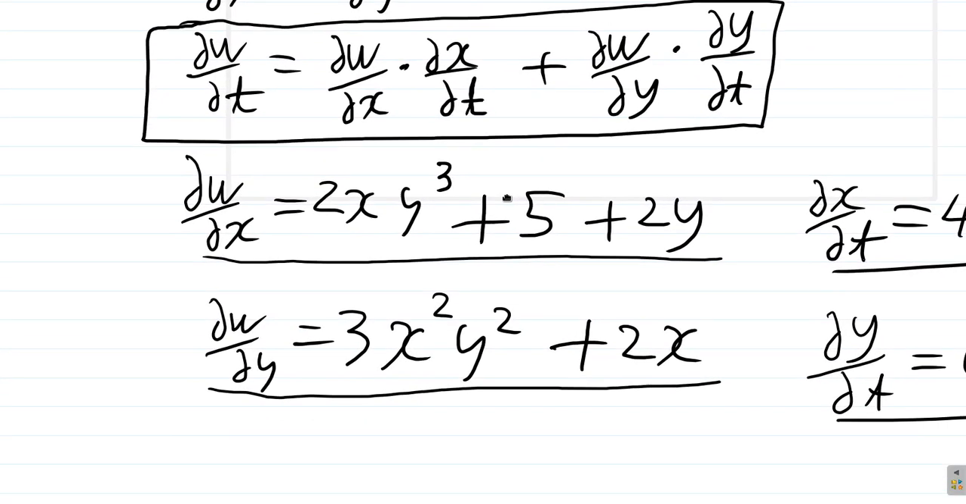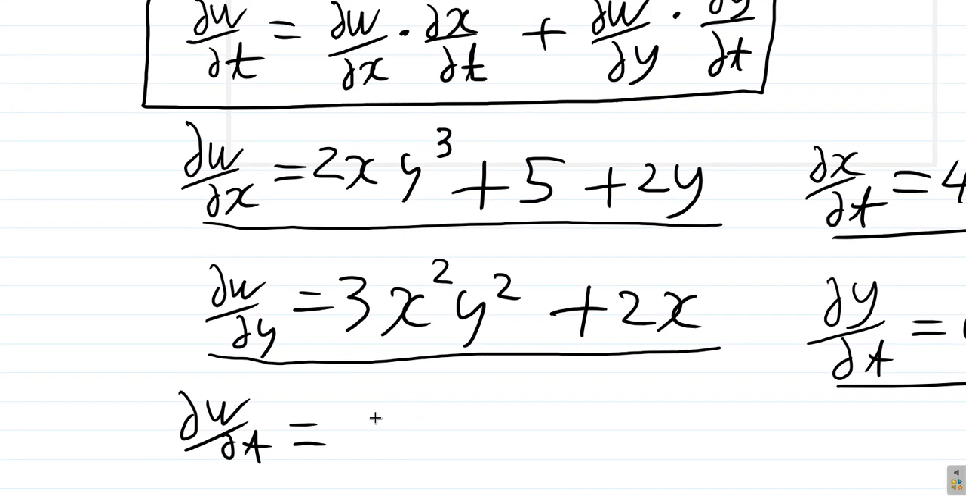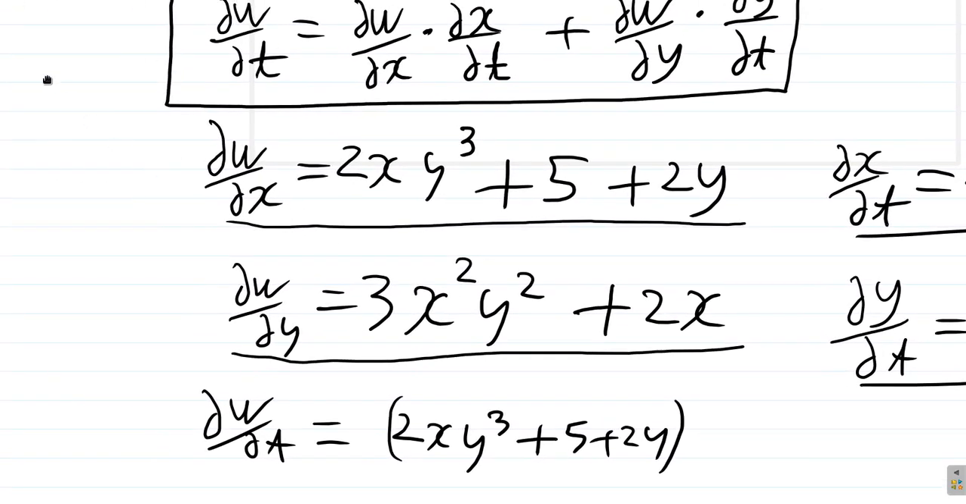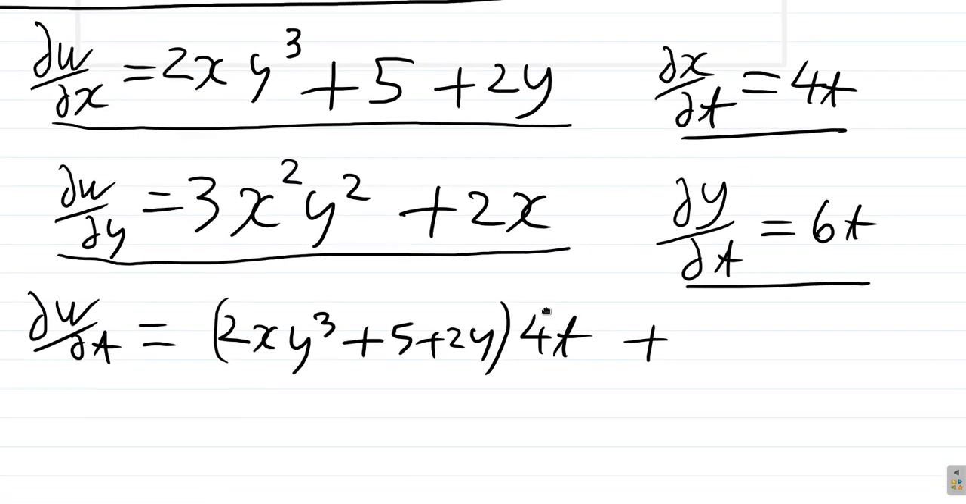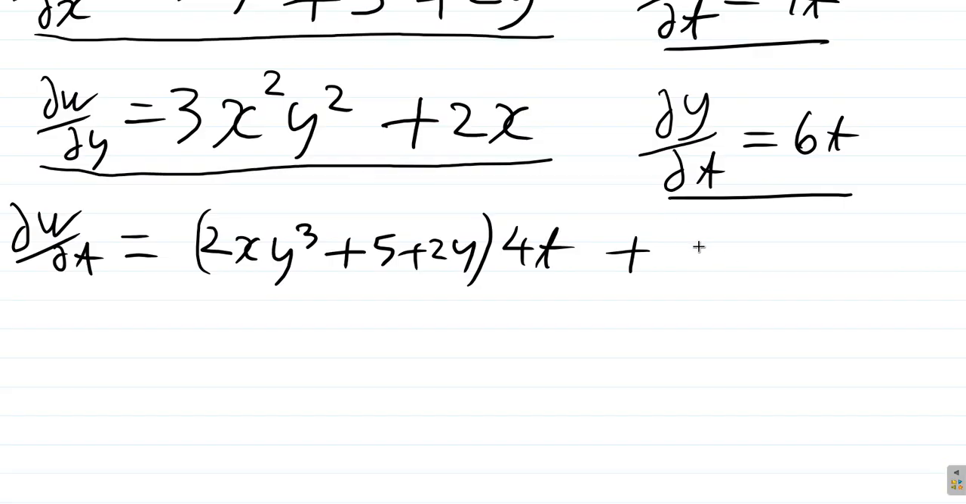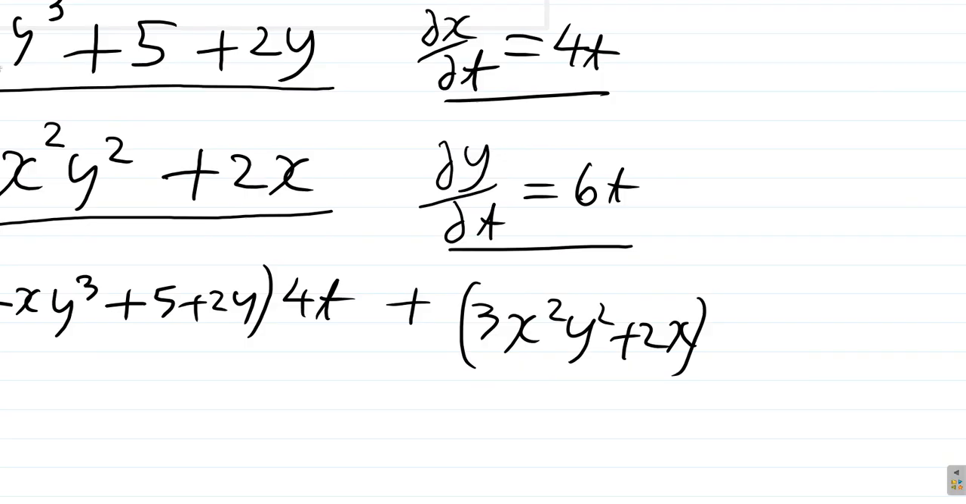Nice. So we put everything together now. Partial w by partial t equals partial w by partial x, which is 2xy cubed plus 5 plus 2y, times 4t, plus partial w by partial y, which is this, 3x squared y squared plus 2x, multiplied by partial y by partial t, in this case 6t.